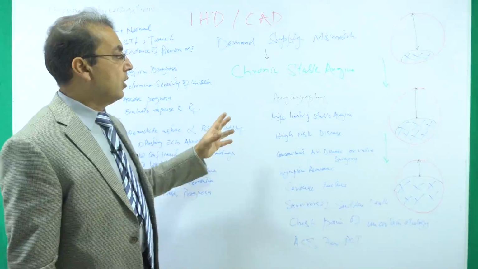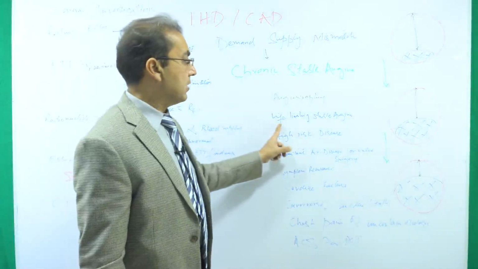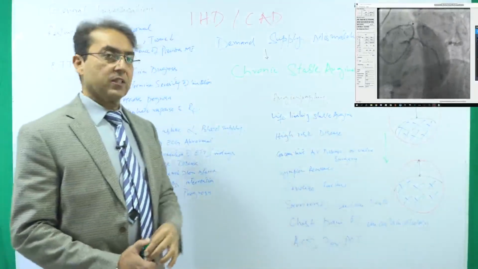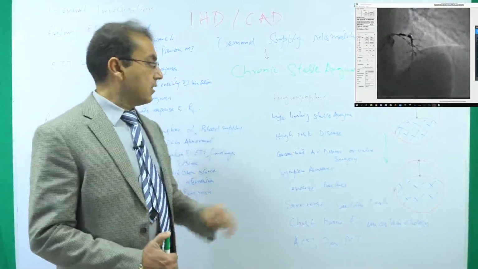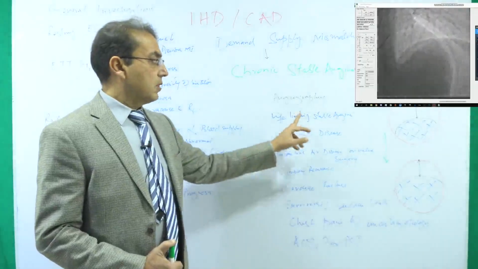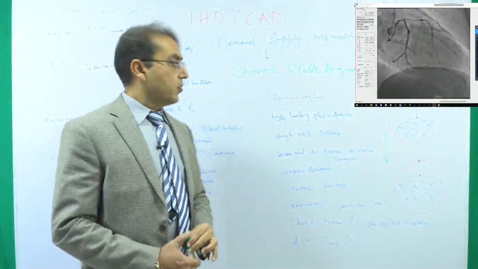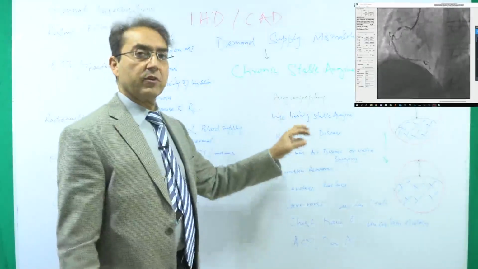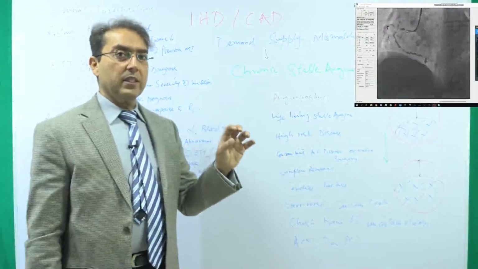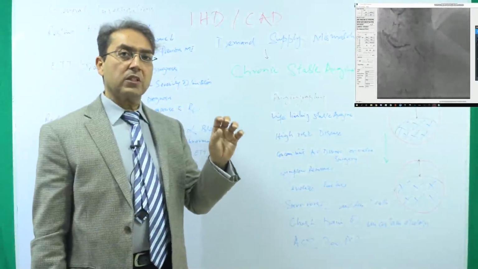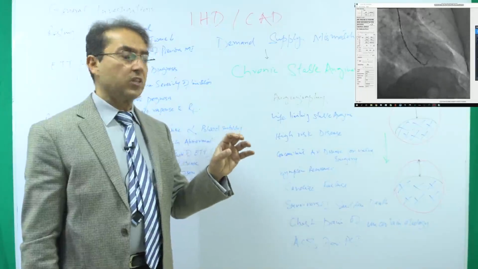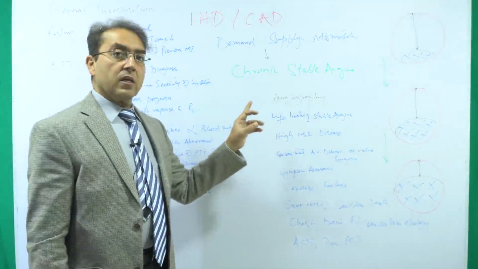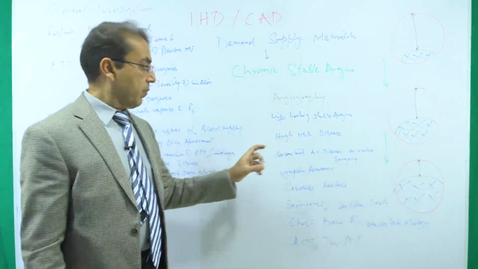Now, why do we do angiography? If the patient has life-limiting stable angina, if it is very severe, the patient has very limited physical activity, and this may cause severe compromise in patient's quality of life, we go for coronary angiography, because the coronary angiography not only tells us what is the burden of the disease, what is the site of the disease, what is the severity of the disease, it can also provide us with the opportunity of manipulation at the same time.